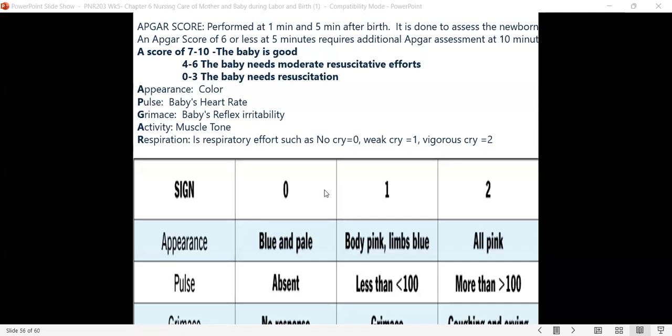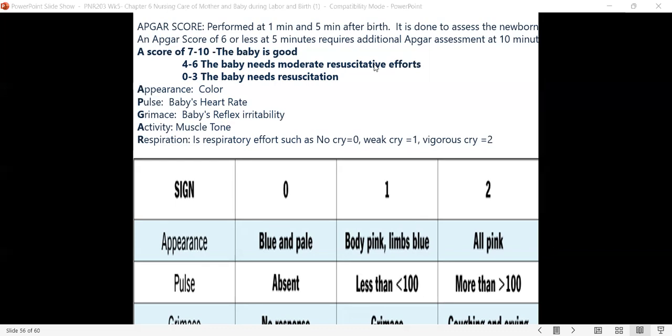Now, an APGAR score of 7 to 10 is great. The baby's good, and so it's really good, because don't forget, you're looking at all the color, the heart rate, the reflex irritability, the muscle tone, and respirations. Now, if he's a little sluggish and he's getting like a 4 to 6 on his scoring, then he needs some moderate resuscitation efforts.